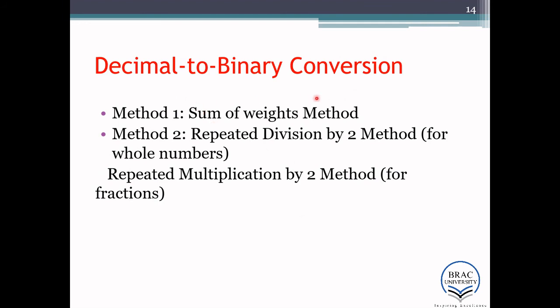Decimal to binary conversion. There are two methods. The sum of weights method is the first method, and the second is the repeated division by 2 method for whole numbers, and repeated multiplication by 2 for fractions.